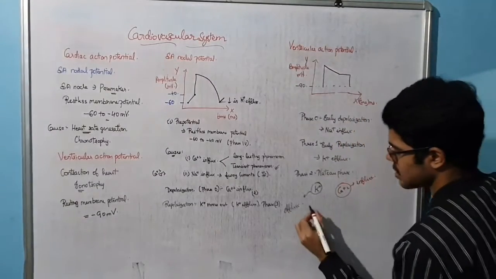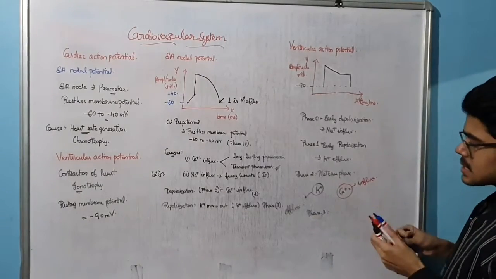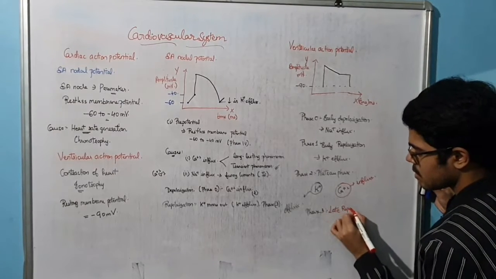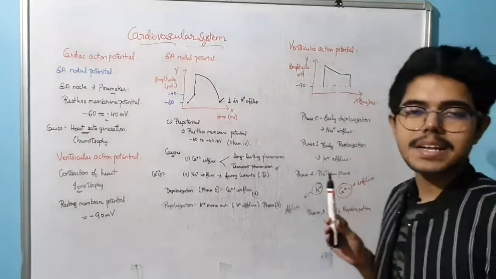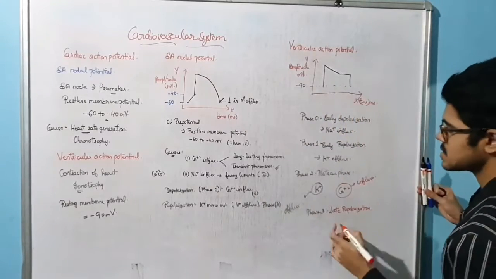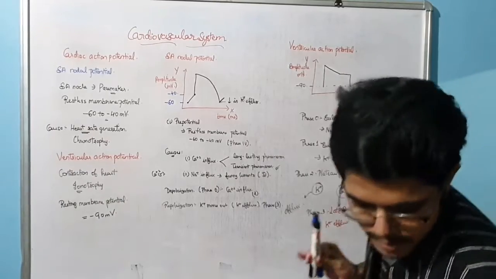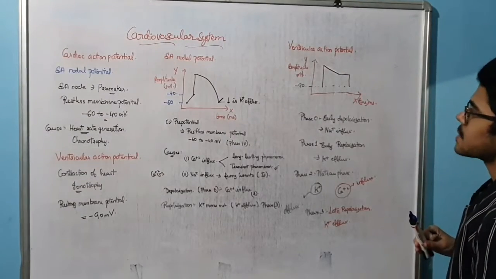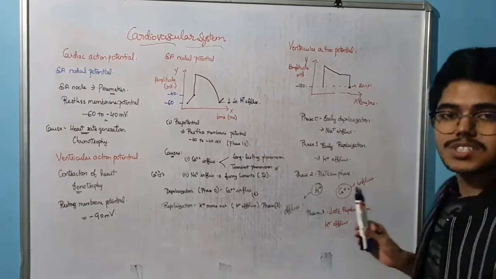So what is our next phase all about? Phase 3 is all about late repolarization. In late repolarization, what happens? There will be, very good, potassium efflux. What is happening here? Next, what happens? It has reached its resting membrane potential. Yes, that is your next phase.